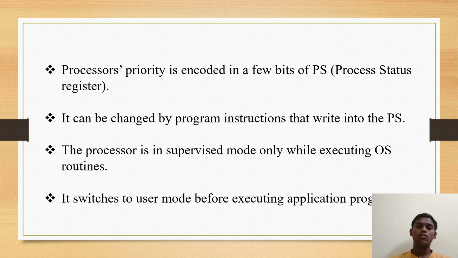The processor's priority is encoded in a few bits of the PS. PS stands for Processor Status register. It can be changed by program instructions that write into the PS.